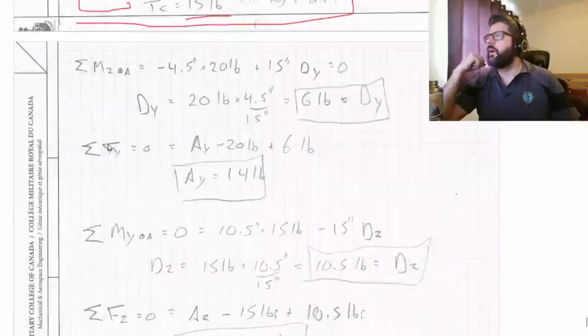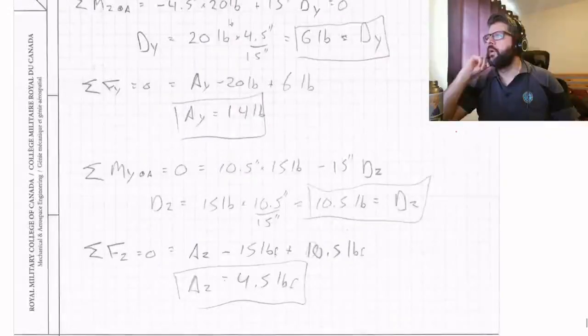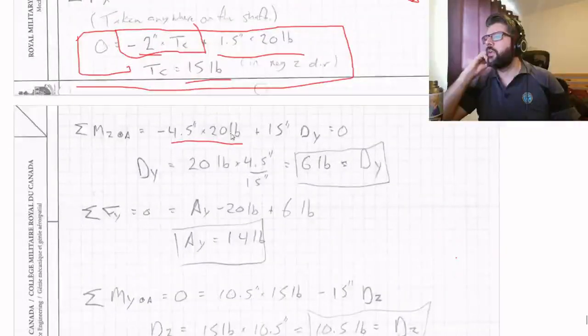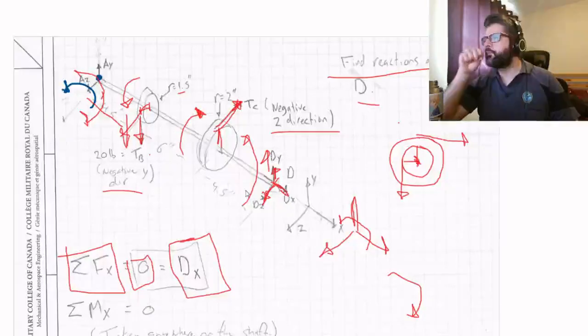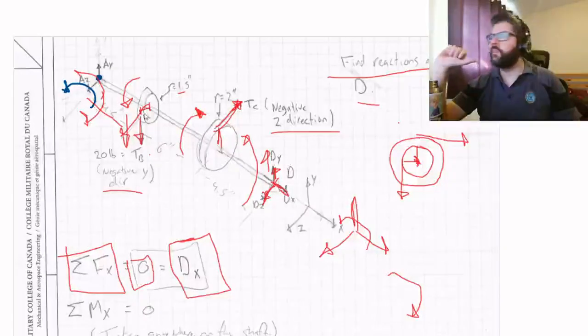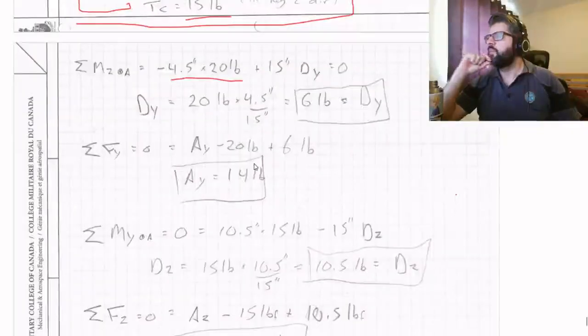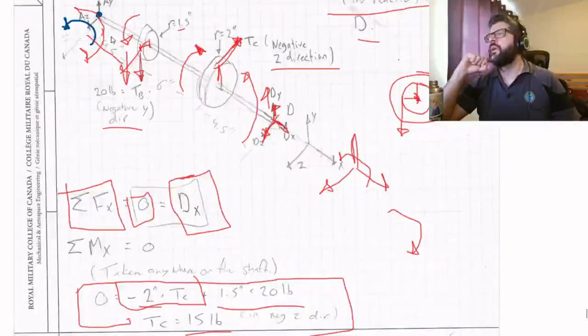So, again, we know the lateral distances. So that'll be 20 pounds times this amount. It's going to give us that rotation. And on the other end, we've got 15 inches times the dy here, and that'll give us the value for dy.